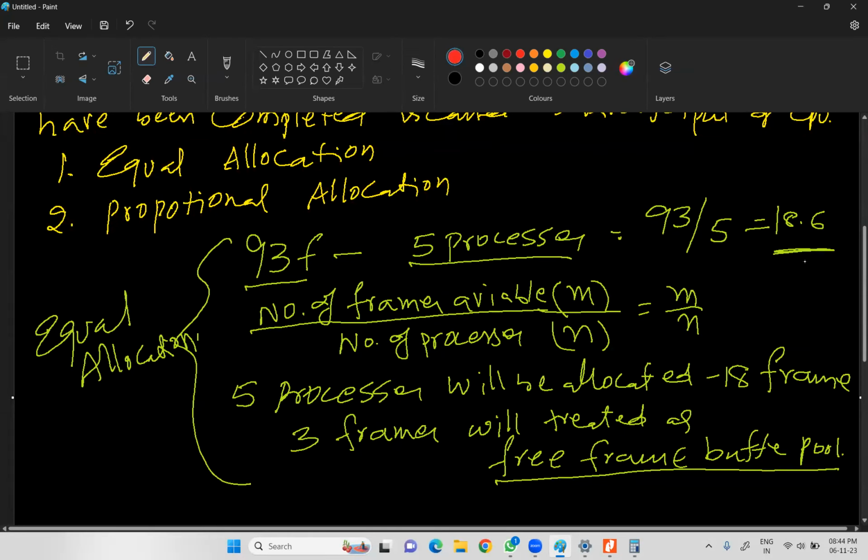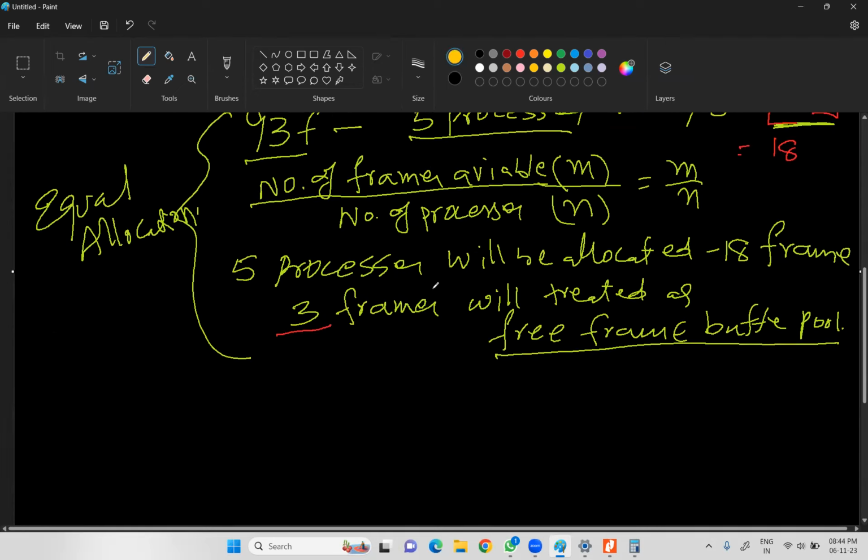Then obviously you attain a floor value. Normally this will always be taken as a floor value. Floor value means 18.6 will be taken as 18 only. The 0.6 gets truncated, and this 0.6 turns to 3 frames. So this 18 will be allocated to all these 5 processes, so that process execution will be done. Here in equal frame allocation, there is a problem. What is that particular problem? Let me discuss that problem here. The problem is number 1.